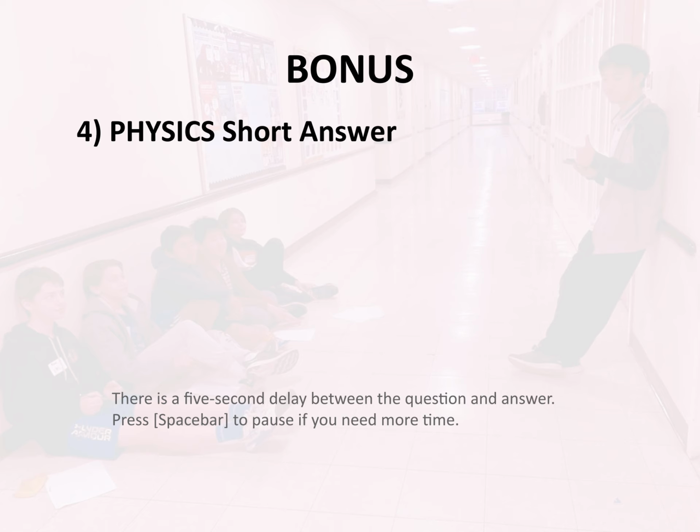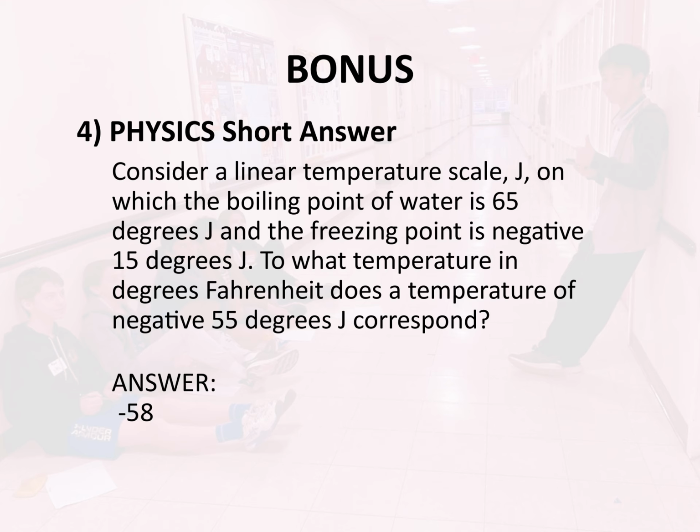Bonus 4. Physics. Short answer. Consider a linear temperature scale, J, on which the boiling point of water is 65 degrees J and the freezing point is -15 degrees J. To what temperature in degrees Fahrenheit does a temperature of -55 degrees J correspond? Answer. -58.